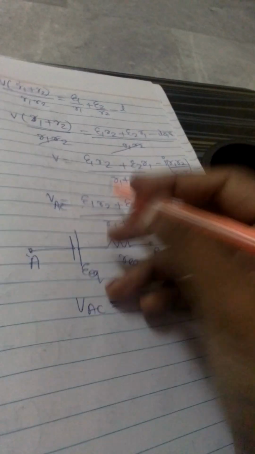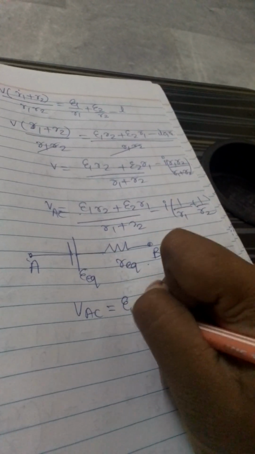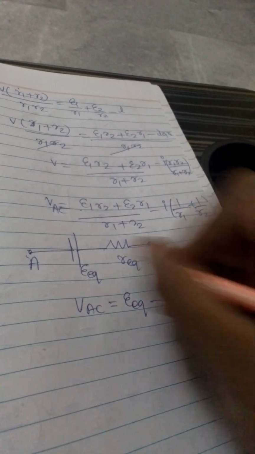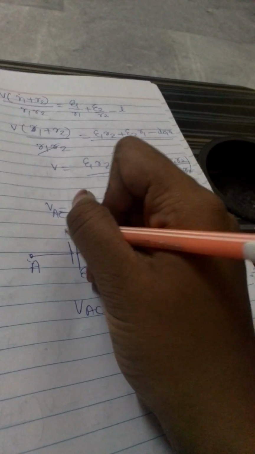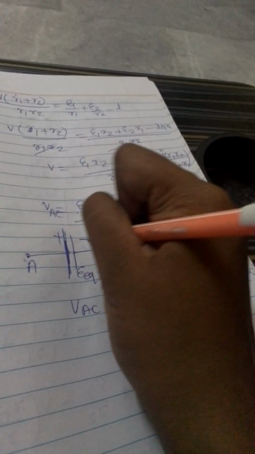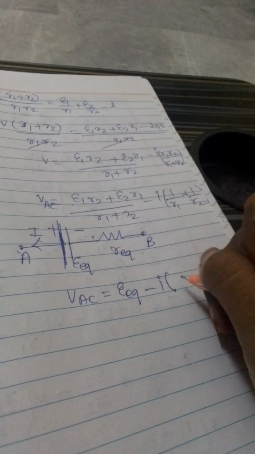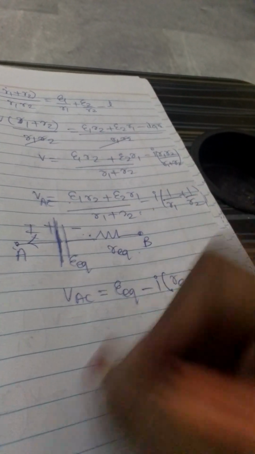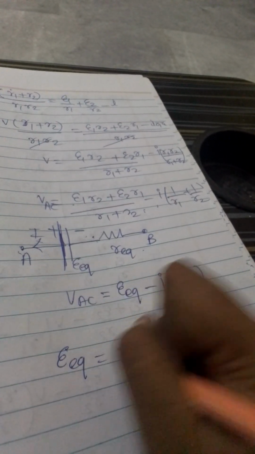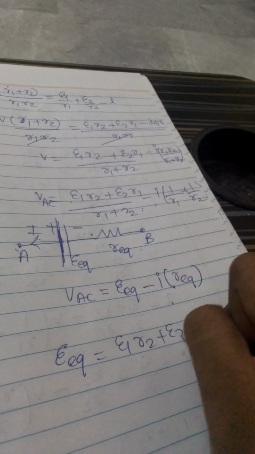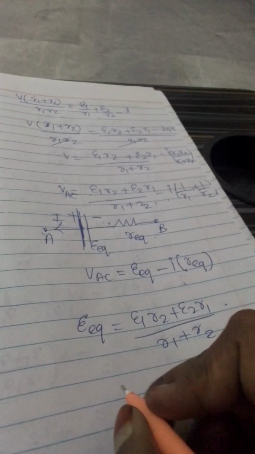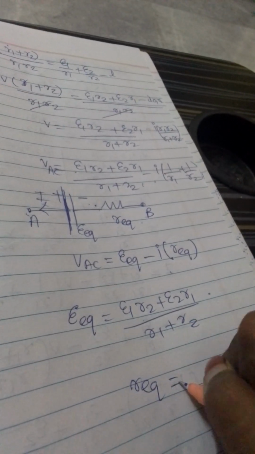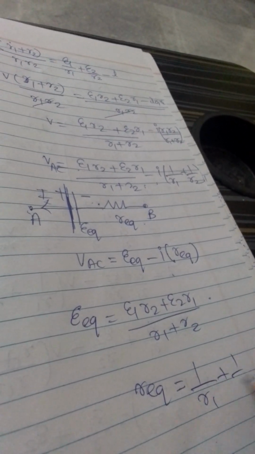So VAC will be equal to E equivalent minus I R equivalent, because here I is flowing. Understanding the concept? This is the positive, negative, and here I is flowing, so I into R equivalent. Now comparing both the equations, you get E equivalent is equal to E1 R2 plus E2 R1 by R1 plus R2, and R equivalent you will get as R1 R2 by R1 plus R2, that is 1 by R equivalent is 1 by R1 plus 1 by R2. Hope this was clear.